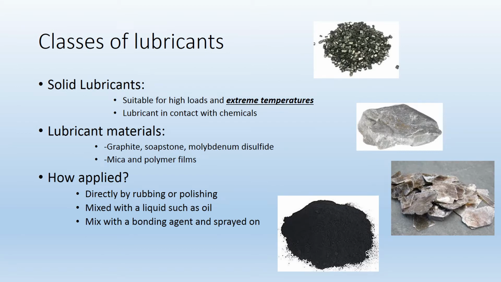With solid lubricants, they're suitable for high loads and extreme temperatures, and also when there's going to be chemical contact with the lubricant. Some of the materials that are used are graphite, soapstone, molybdenum disulfide, mica, and polymer films. These lubricants are applied by rubbing or polishing them directly on surfaces. They may also be mixed with a liquid, such as an oil. They may also be mixed into a bonding agent and sprayed on.